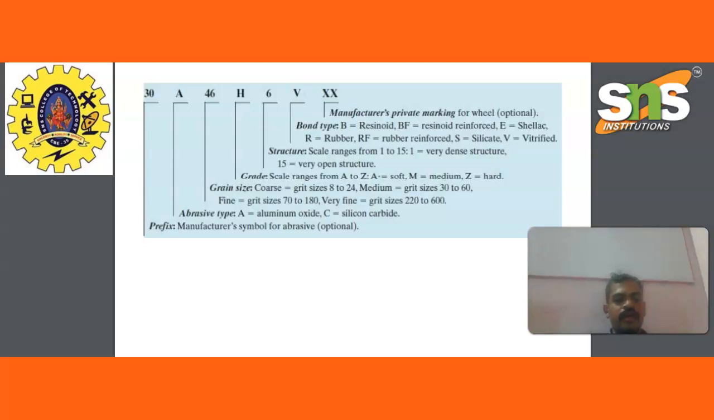Abrasive types: A is aluminum oxide, C is silicon carbide. In 30A, the prefix is the manufacturer's symbol of the abrasive.